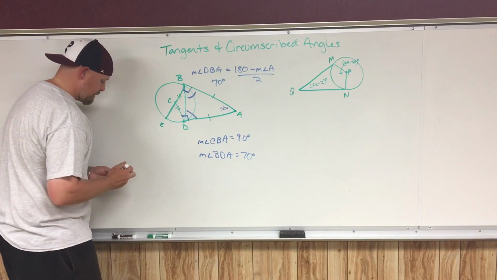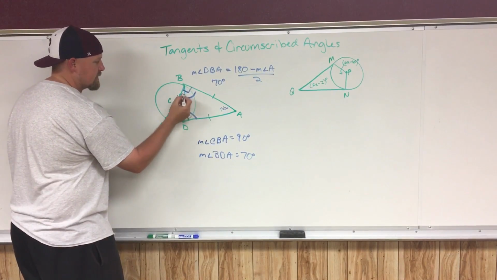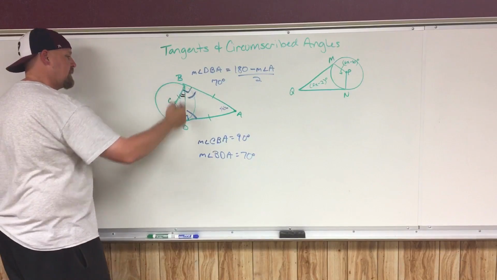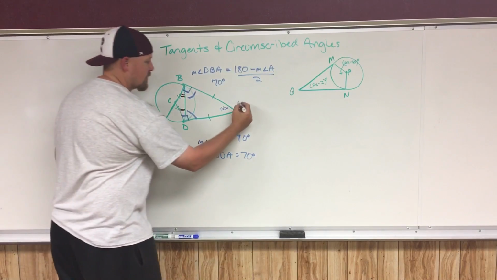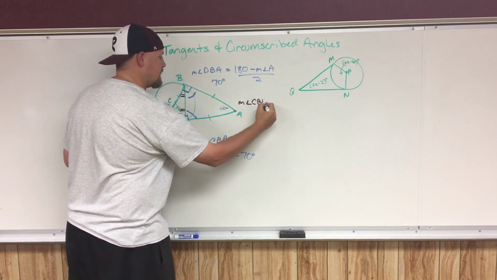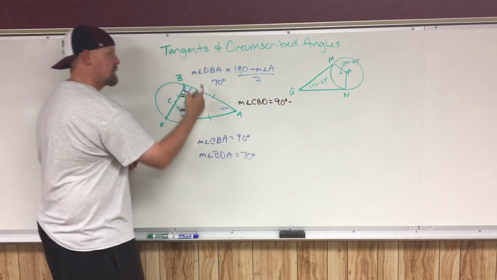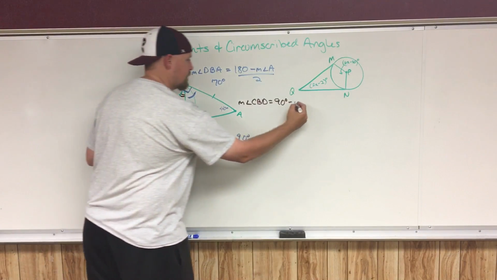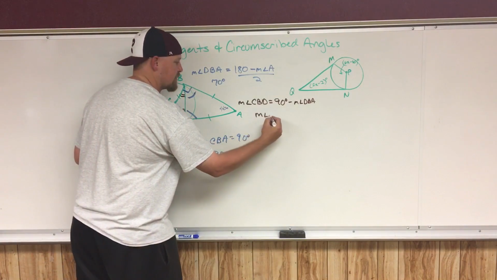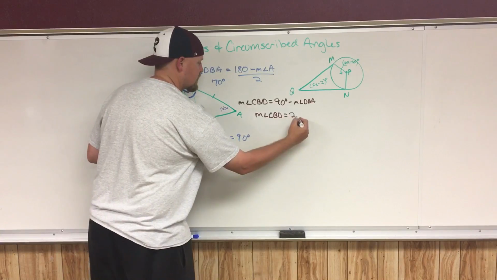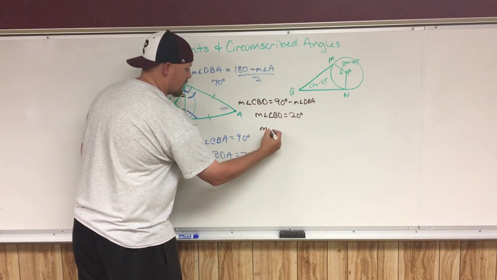I can then also find this angle CDB right here, because it's congruent to CBD, and I know that this whole thing is 90, so the measure of angle CBD is equal to 90 degrees minus the measure of DBA. And I know DBA is 70 degrees. That means the measure of angle CBD is 20 degrees. But that also makes the measure of CDB 20 degrees as well.